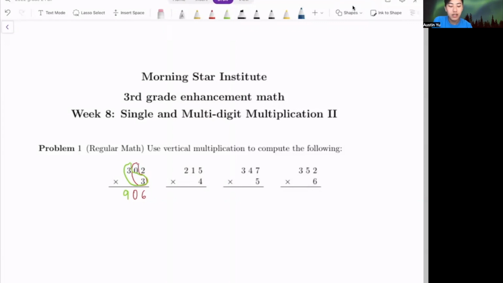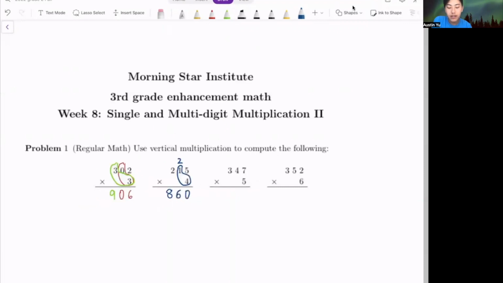Moving directly on to the second one, 5 times 4 equals 20. This time we carry over a 2, diagonally multiply 1 and 4, which gives us 4. 4 plus 2 equals 6. And finally, 2 times 4 equals 8.